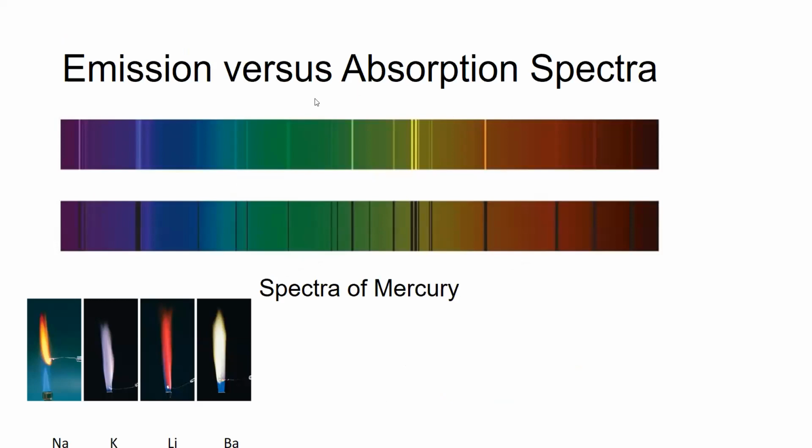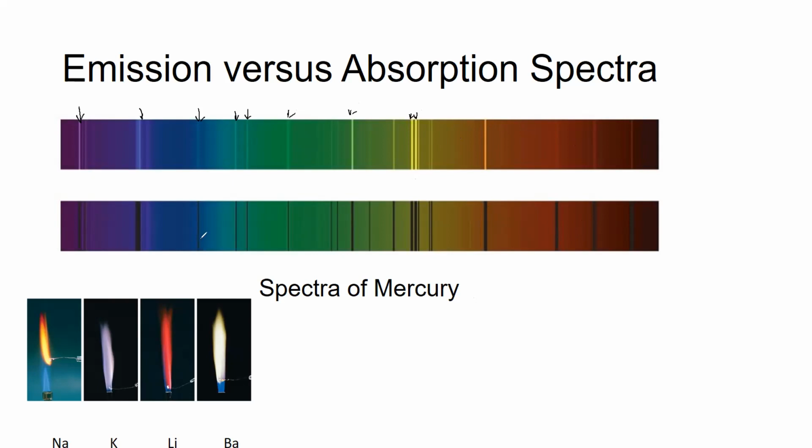What's interesting is that when we look at emission and absorption, they are the same wavelengths. What I mean by that is, at the top, these brighter colored lines show you what wavelengths of light gaseous mercury will emit. So if you have mercury in the gas form and you hit it with electricity, these bright colored lines are what is given off by mercury.